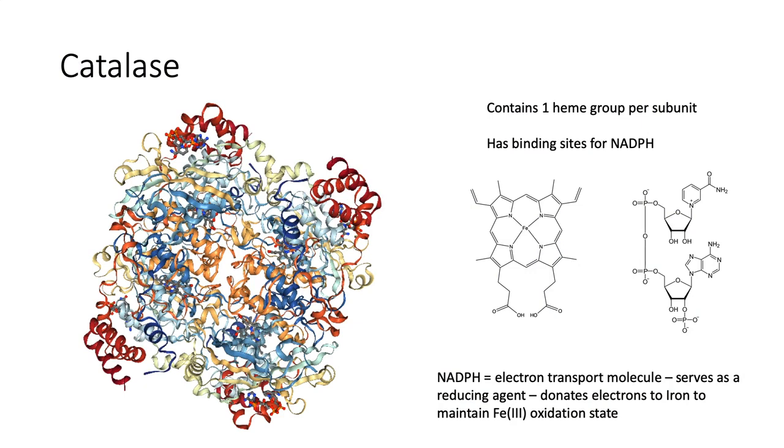So it is pretty important that the iron center maintains its iron 3 oxidation state. It goes between iron 3 and iron 4 while it is active, but in order for it to start the chemistry, it needs to be iron 3. And so the NADPH can donate electrons to make sure that the iron is in its active form.